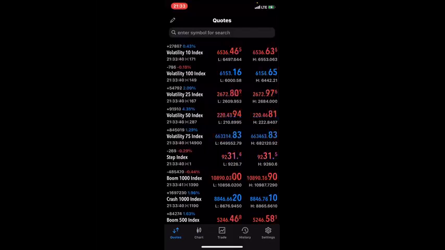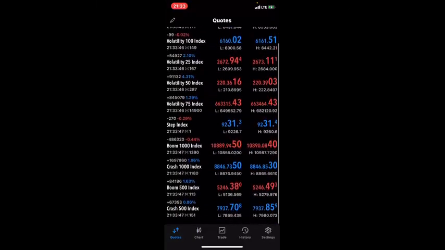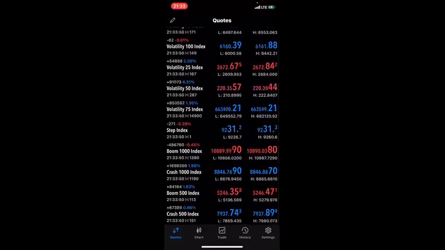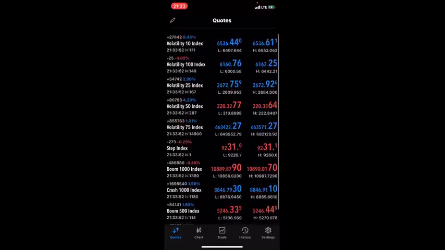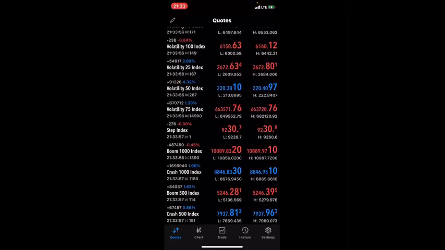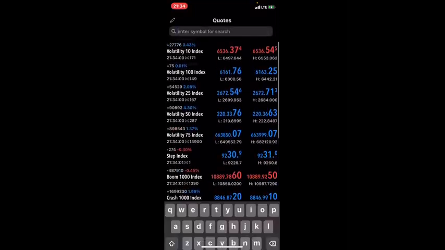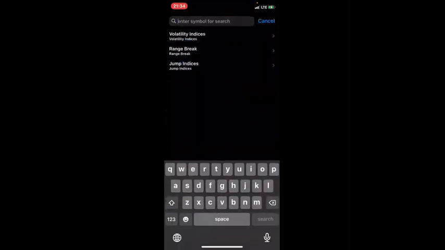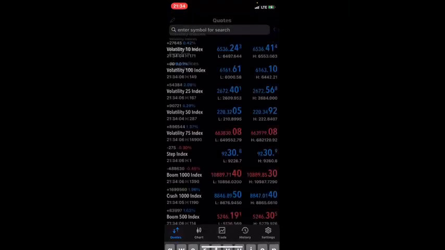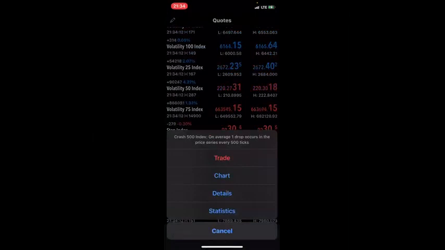All right, so you can continue, please. I think the question was sell Crash 500 and modify position. Okay, so Crash 500. I think I have just the index. So let me check. Yeah, I think it's Crash 500 Index. This is iPhone, so the version is a little bit different from the Android, just for clarification's sake.